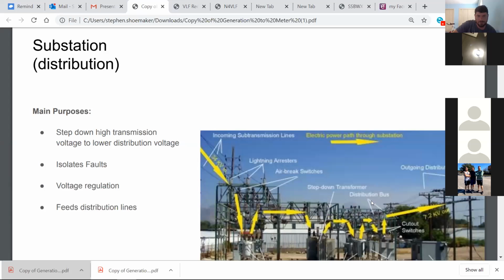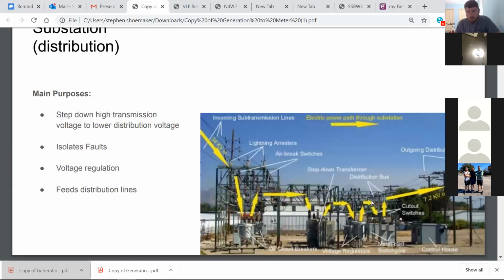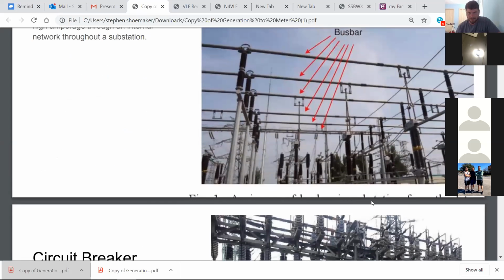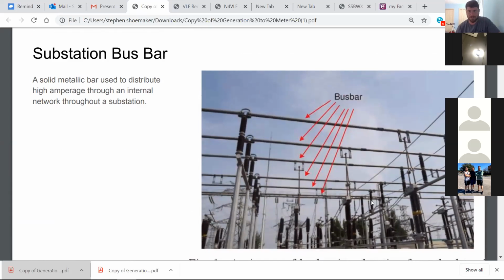Distribution substation, main purpose is to step down high transmission voltage to lower distribution voltage, isolates faults, voltage regulation, and feeds distribution lines. That's a good outline of the total what happens in a substation. Good one. Don't have a dedicated slide for the step down transformer.